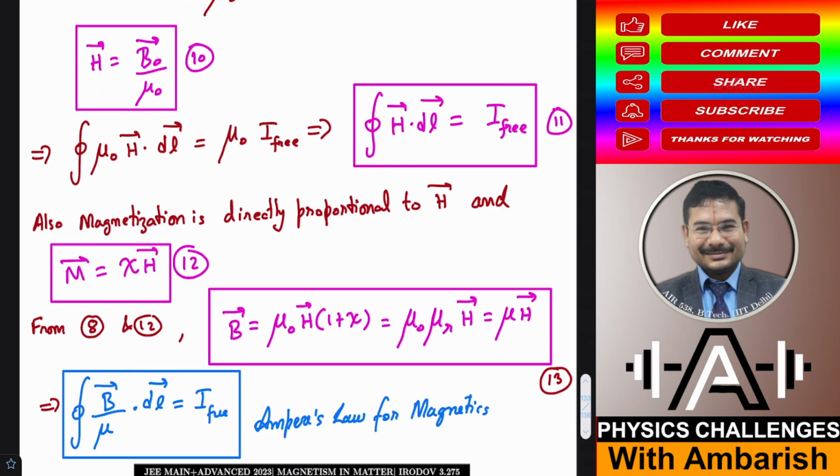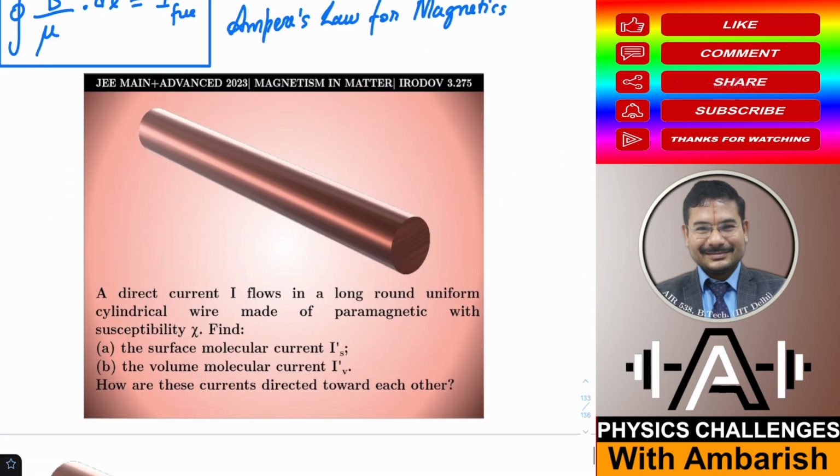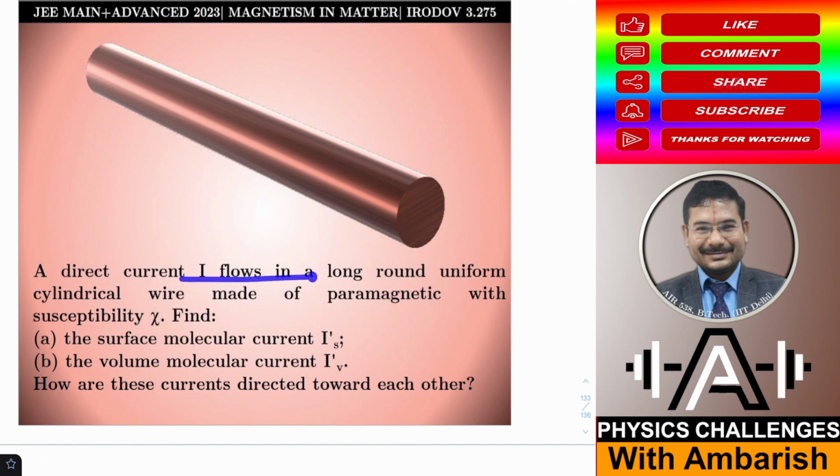Now let us come to the current problem. So what is the current problem? Here is the current problem. Direct current I was flowing in this wire, and it has susceptibility given as chi, and we have to find the surface molecular currents flowing on the surface, whatever the direction, I am not worried about, but there will be some surface current. So the total surface current I want to find out, and the volume molecular currents at the molecular level, that is, the currents due to the magnetization. And how are these currents directed towards each other? That's what I have to comment on, right?